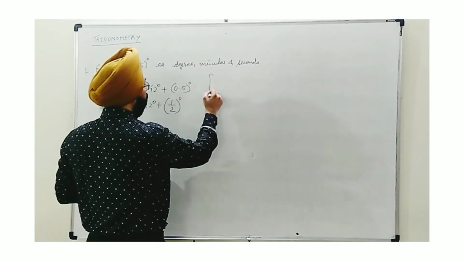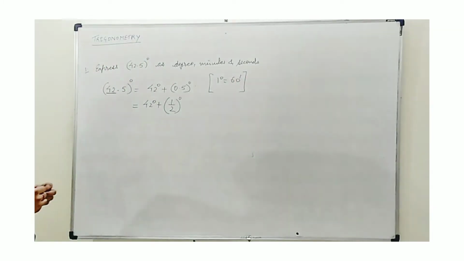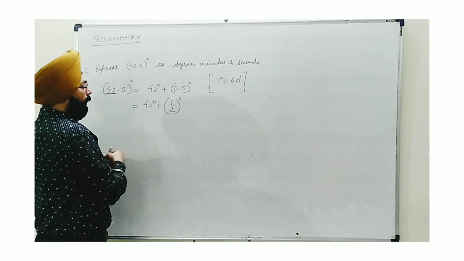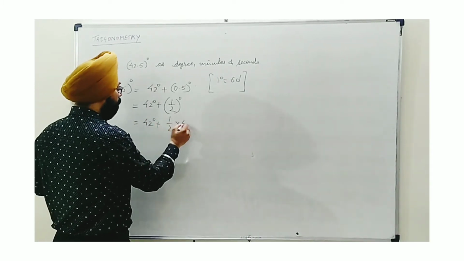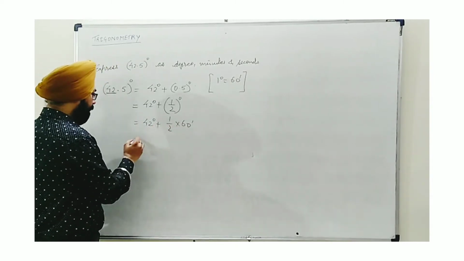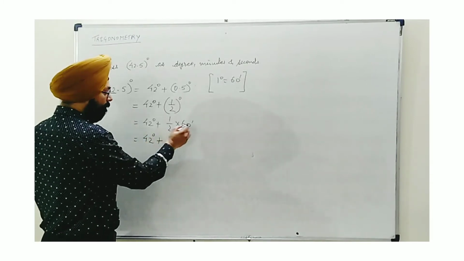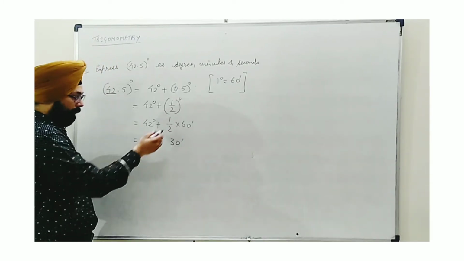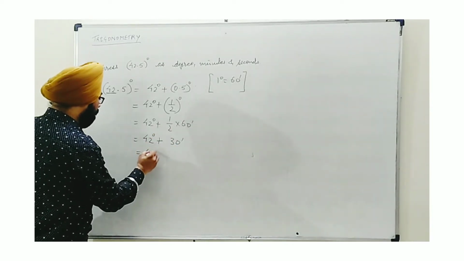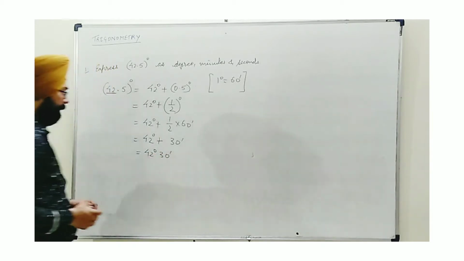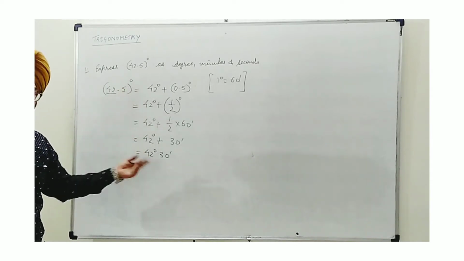Now we know that 1 degree is equal to 60 minutes. That's why 1 by 2, half degree, can be written as half into 60 minutes. Now when I divide, I find 42 degree plus half of 60, 30 minutes. As it is the complete number, we are not going further. So we have to write this as 42 degree 30 minutes. This way we have completed the given degree measure in terms of degree and minutes.